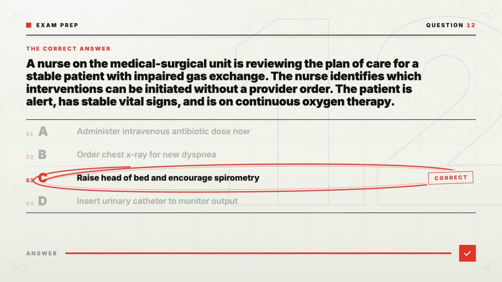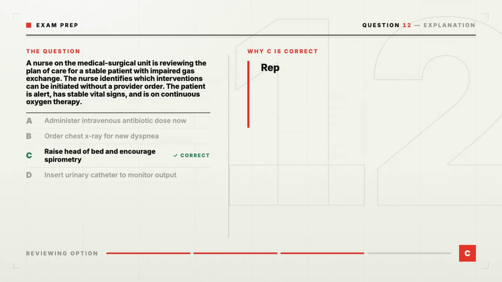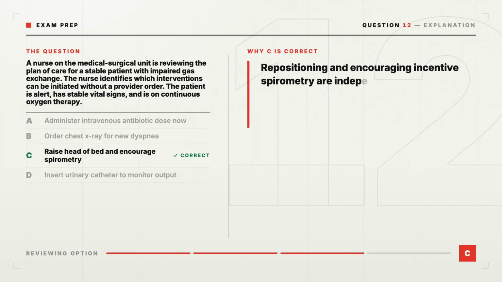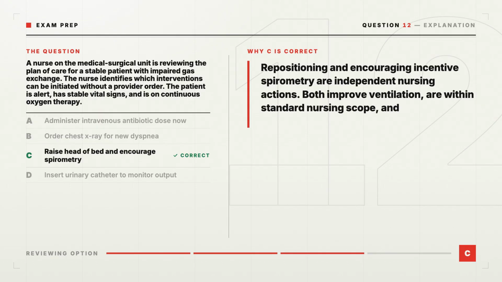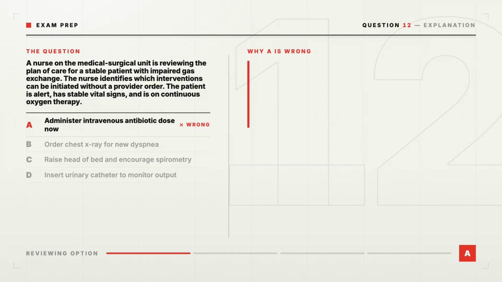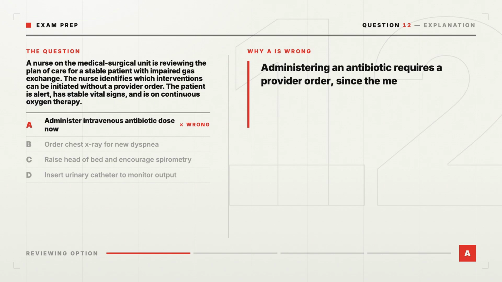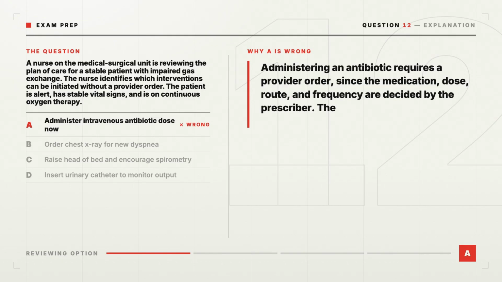The correct answer is C. Raise head of bed and encourage spirometry. C is correct because repositioning and encouraging incentive spirometry are independent nursing actions. Both improve ventilation, are within standard nursing scope, and do not require a provider order before implementation in a stable patient. A is wrong because administering an antibiotic requires a provider order, since the medication, dose, route, and frequency are decided by the prescriber. The nurse implements the order but does not initiate it independently.